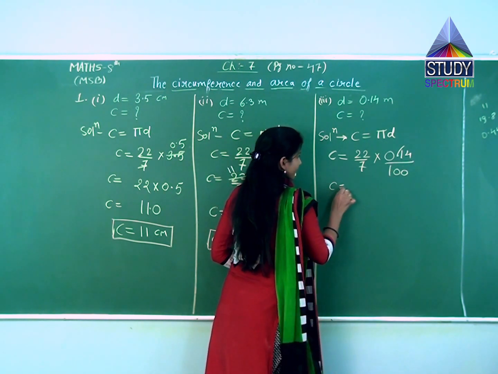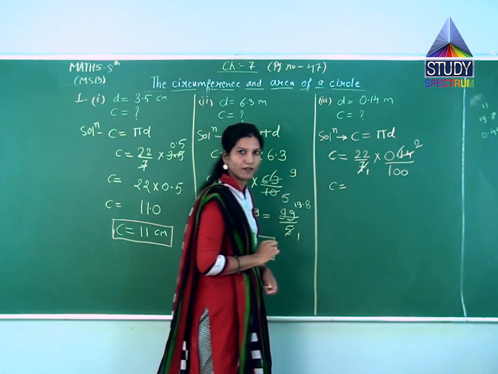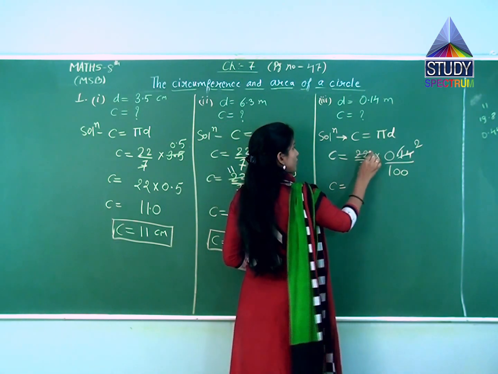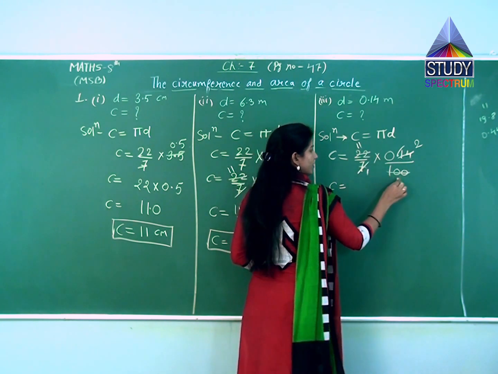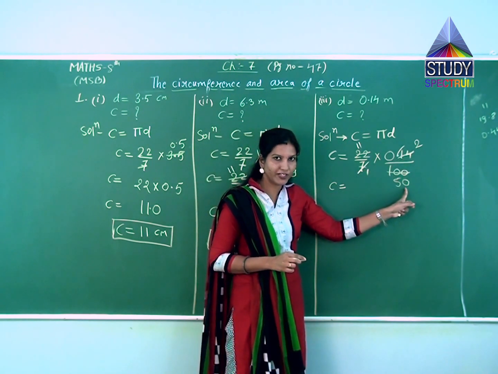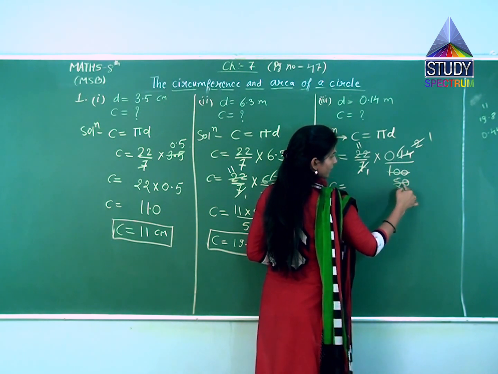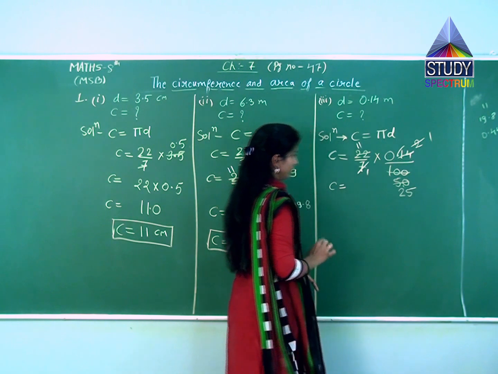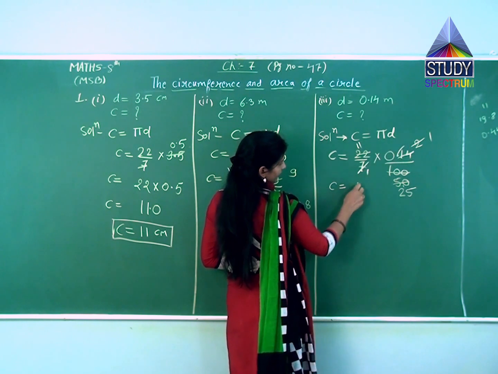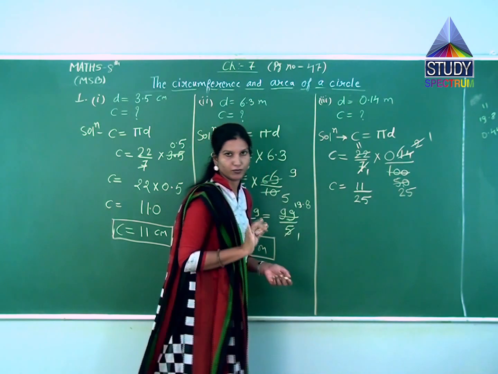And in the next step, 7 ones are 7, 7 twos are 14. Now 22 and 100 both can be divided by 2. 2 ones are 2, 2 ones are 2 and 2 fives are 10, 0. Now this 2 can divide this 50. 2 ones are 2, 2 twos are 4, 1 remainder and 2 fives are 10. So what we have left now is 11 in the numerator and 25 in the denominator.